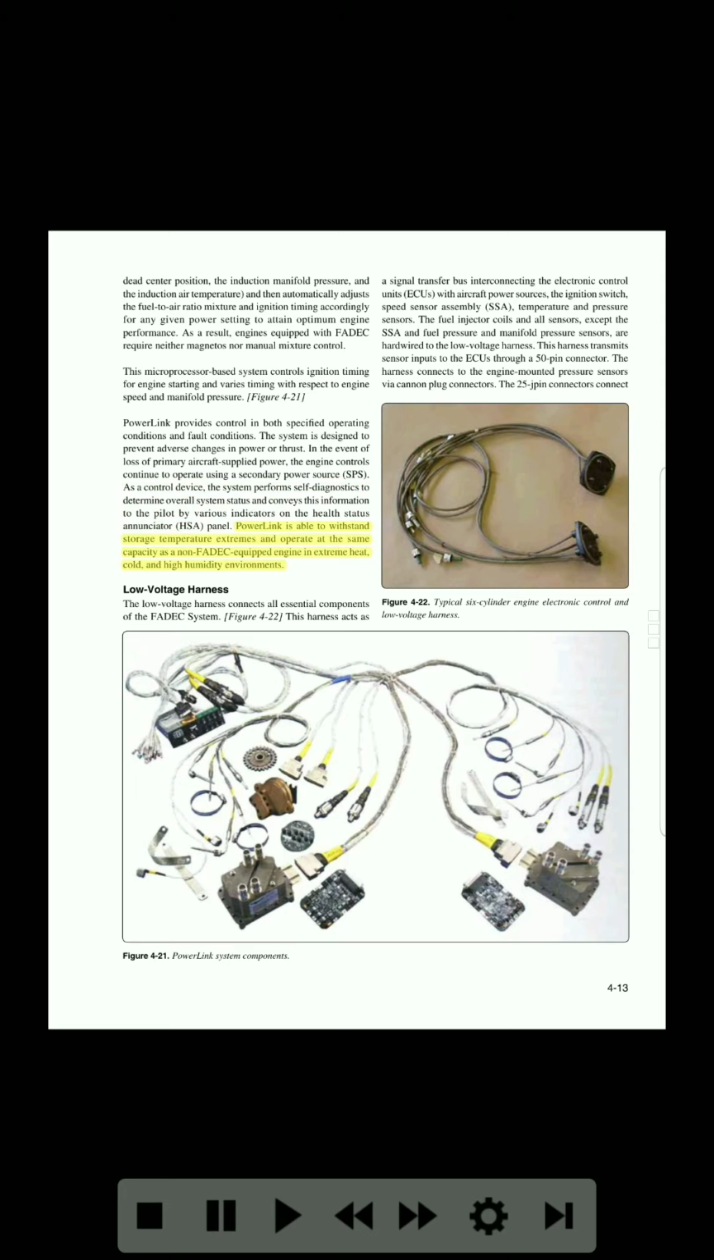PowerLink is able to withstand storage temperature extremes, and operate at the same capacity as a non-FADEC equipped engine in extreme heat, cold, and high humidity environments. Low voltage harness. The low voltage harness connects all essential components of the FADEC system. Figure 4-22.